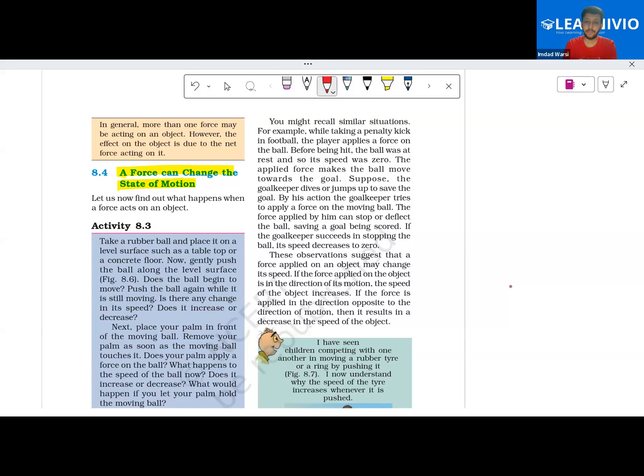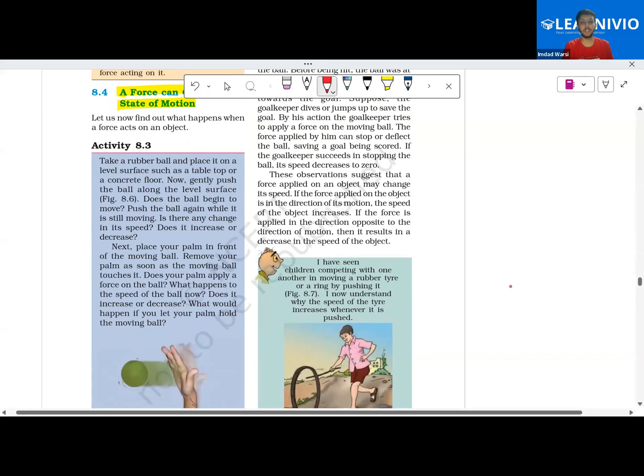What is the state of motion we just discussed? At rest and in motion, there are two states of motion. If an object is at rest and you push it, it changes its state of motion and it moves. Similarly, if an object is moving, for example a car, and we apply the brake, which is a sort of force, it changes the motion. From motion it becomes rest, from dynamic it becomes static. That is, a force can change the state of motion.